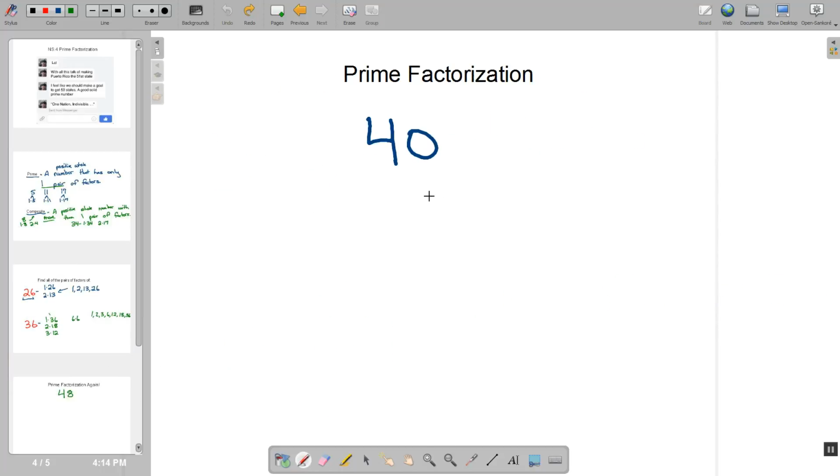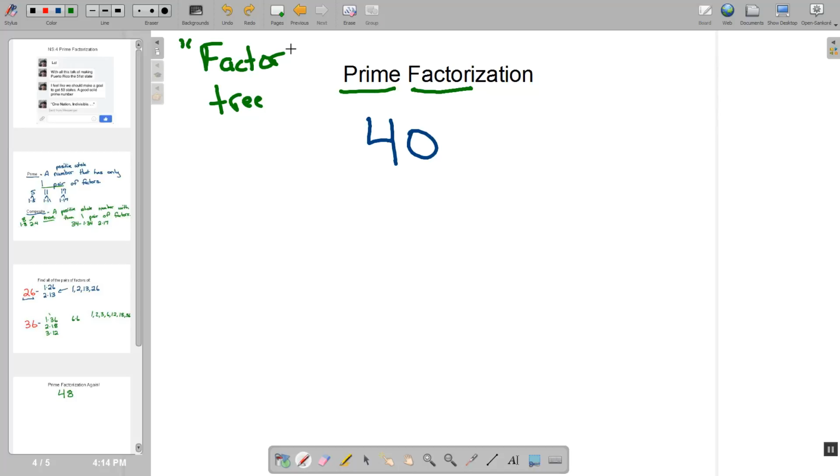So the next one is going to be prime factorization. And what prime factorization means is you want to take only prime numbers and you want to multiply them together to get the number that you started with. The way we do this is we call this the factor tree. You'll hear me talk about a factor tree all the time.